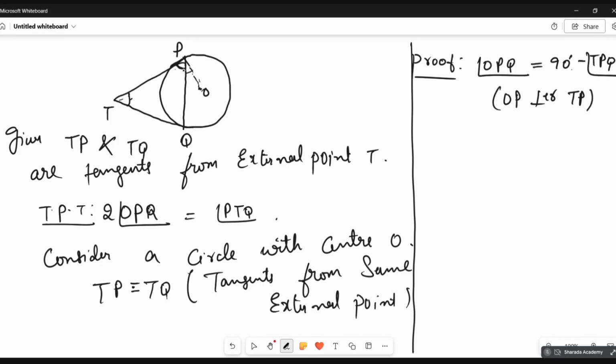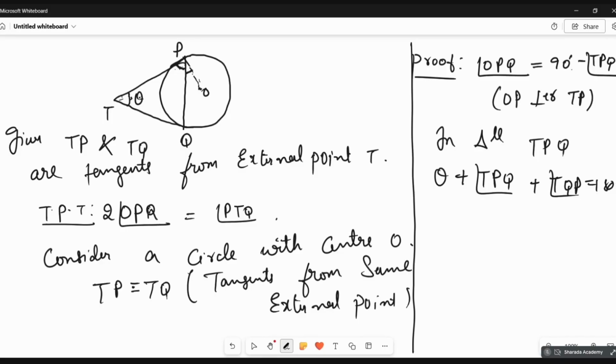Next, 90 minus TPQ is equal to this angle. Now, if you write this TPQ in terms of theta, I'll get the relation. Now, in triangle TPQ, if I consider this as theta, it looks easier. That's why it's given as theta. So angle theta plus TPQ plus TQP is equal to 180 degrees, the angle sum property of a triangle.